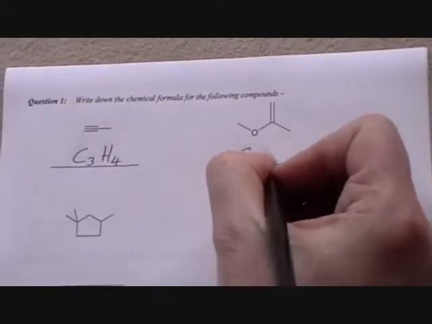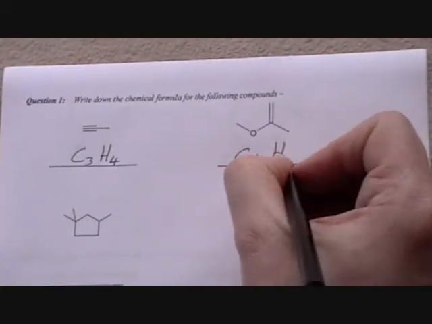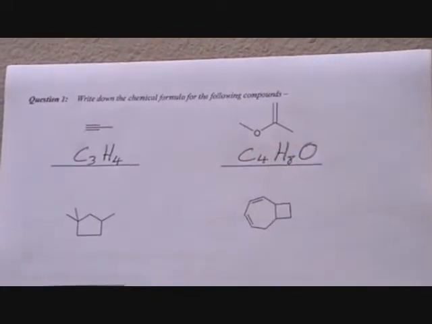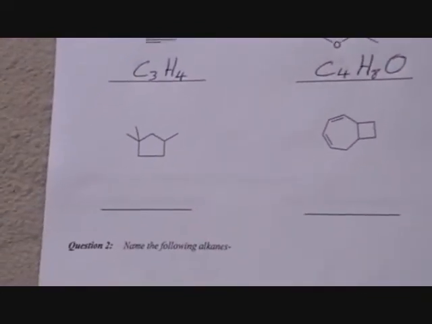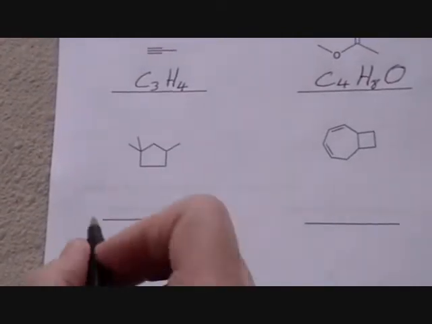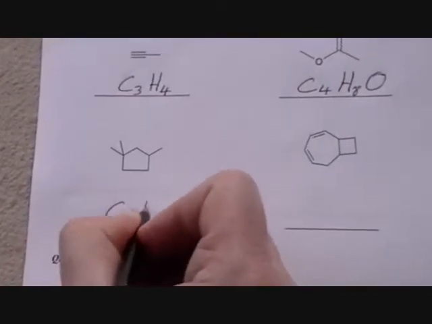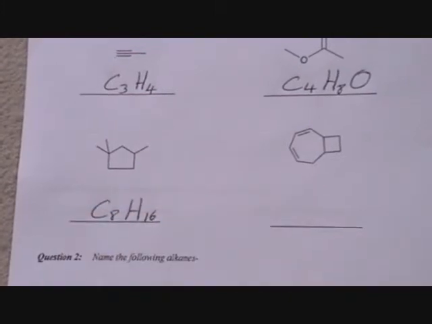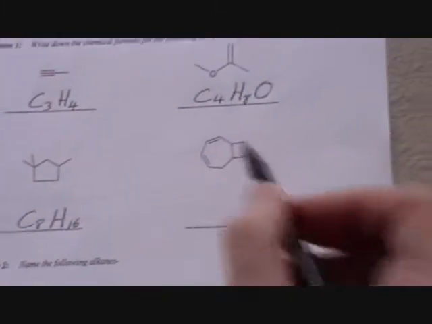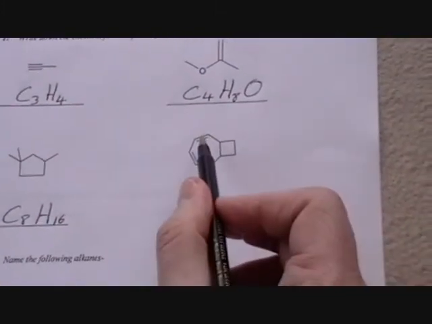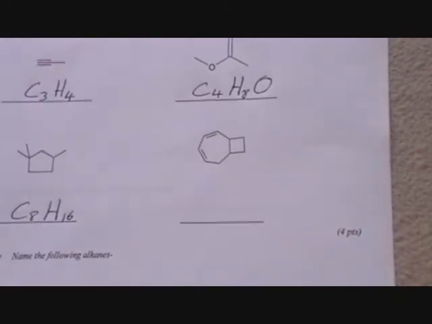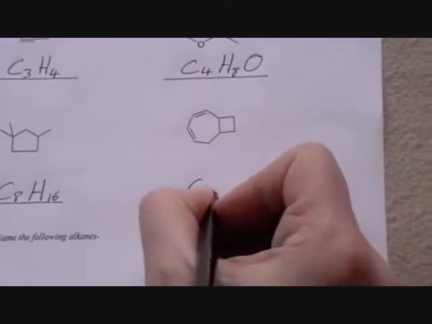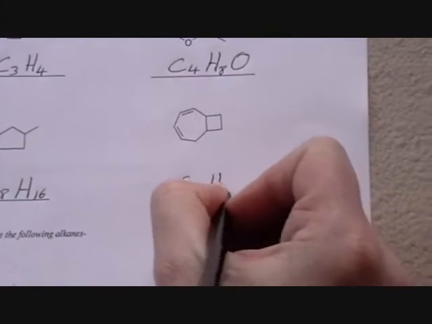Second one, which is an enol derivative, formula C4H8O. That second one. Then an alkane with a cycle, cutting the hydrogen count down by 2, C8H16. Then the last one, we have a cycle and some alkene bonds in there, which cuts the hydrogen count down. So C9H12.